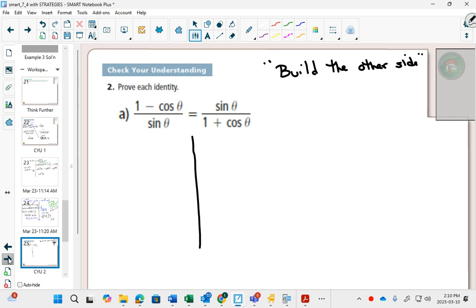And what the build the other side strategy says is if things aren't working for you, maybe if you make something the same, it would help. And you can either make your denominators the same or your numerators the same. So I'm going to make my denominators the same.